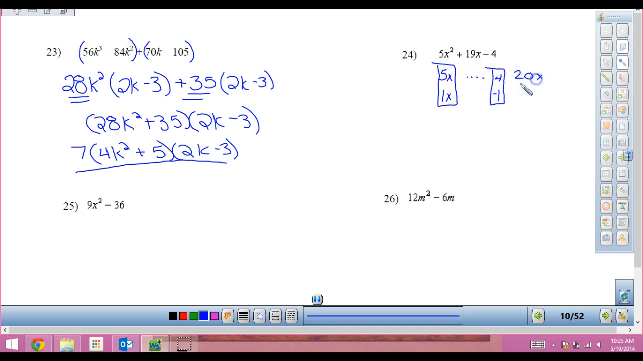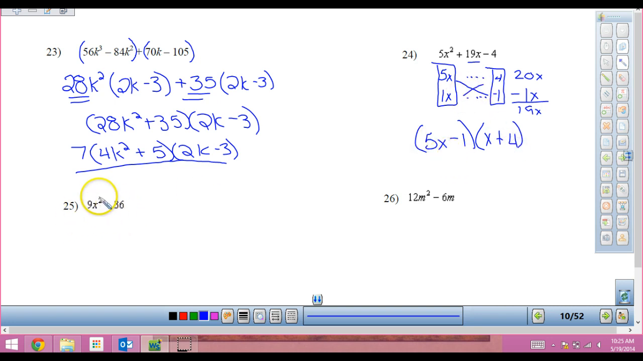Multiply across, and we've got 20x. Multiply across, we've got negative 1x. Gives us 19x, and that's what we want. So now, diagonally to make our factors, 5x minus 1 and x plus 4 are going to be our factors.